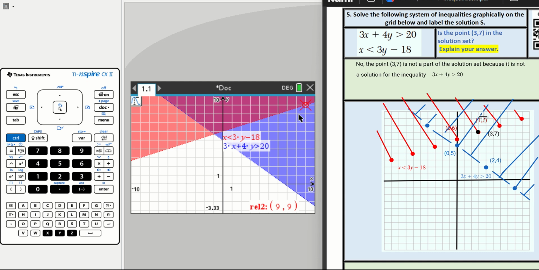And also you want to mark an S, as it said in the directions, where they both cross. Solution set right here. All right, thank you.